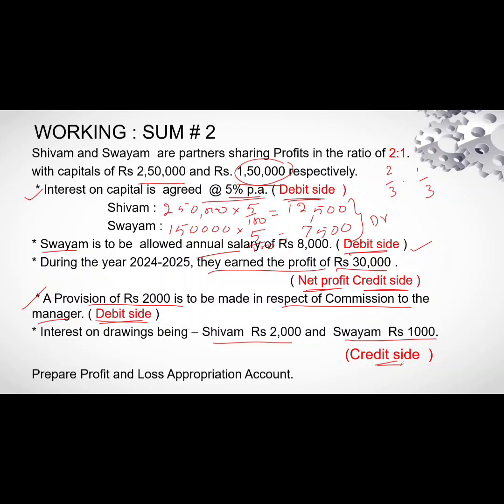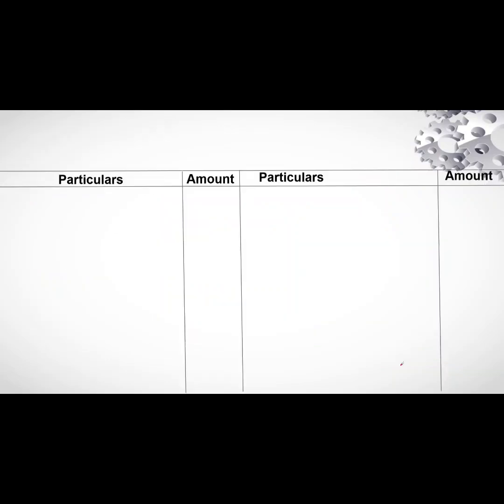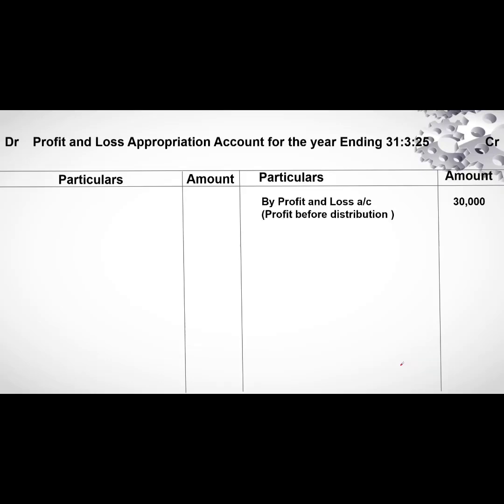So with this information, we have to prepare Profit and Loss Appropriation account now. Now let's open the account, the Profit and Loss Appropriation account for the year ending 31st March 2025. Debit and credit side we have. So we know that first we have to start with the net profit. The profit given to us here is 30,000. So write on the credit side, by Profit and Loss account, 30,000.